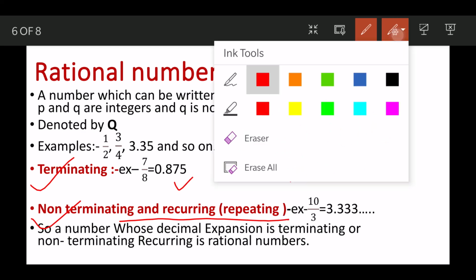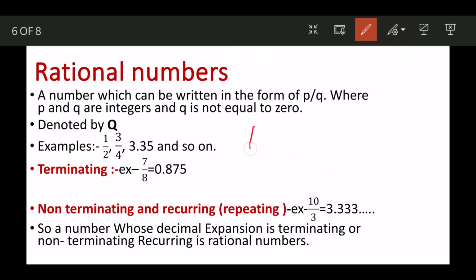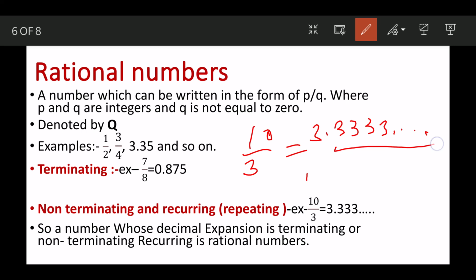Let's take another example. If we divide 10 by 3, we will get 3.3333. It's not ending, meaning this expansion is non-terminating, and 3 is repeating continuously. That is called recurring or repeating. So a number whose decimal expansion is terminating or non-terminating recurring is a rational number. I hope this is clear.